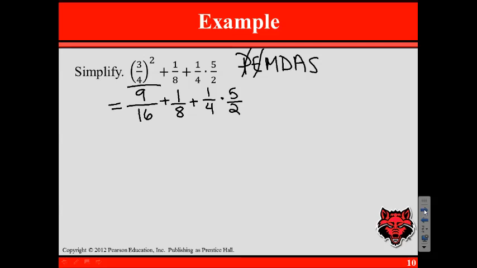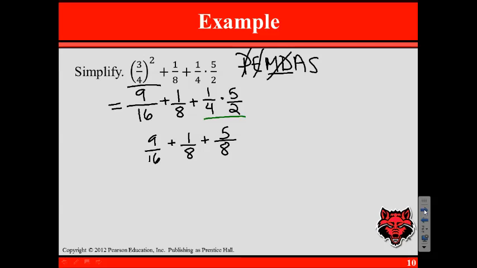We now look for multiplication or division. We don't have any division. We do have one instance of multiplication. So we multiply 1/4 and 5/2. 1 times 5 is 5. 4 times 2 is 8. And just like the last example, if it were possible, I would reduce 5 over 8. The 5 and 8 have no common factors, so that is a simplified fraction. We are finished with multiplication and division.